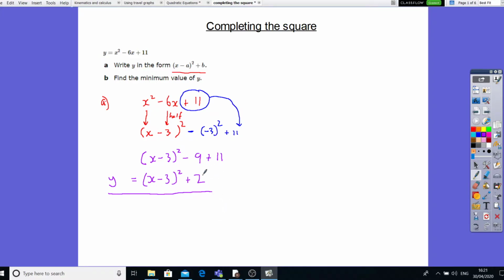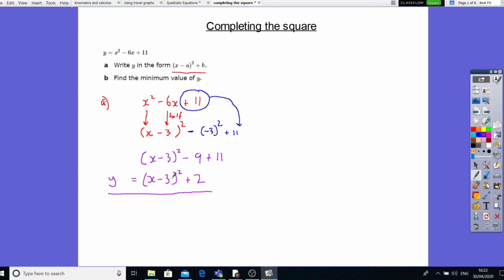Now, as we go through here, you can double check this, because if you expand this out, you'll get x squared, you'll get minus 3 times x is minus 3x, double it, minus 6x, and then you get the minus 3 squared, which is plus 9, plus 2 gives you plus 11. So you can do that in your head to mentally check you've done the completing the square process correctly.